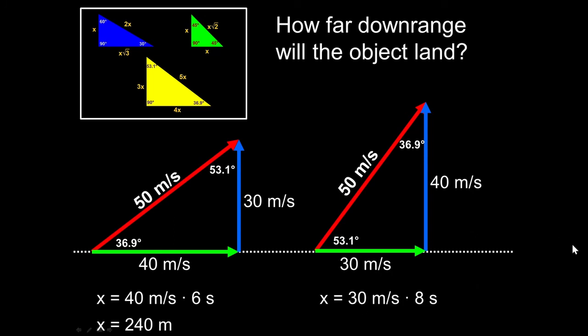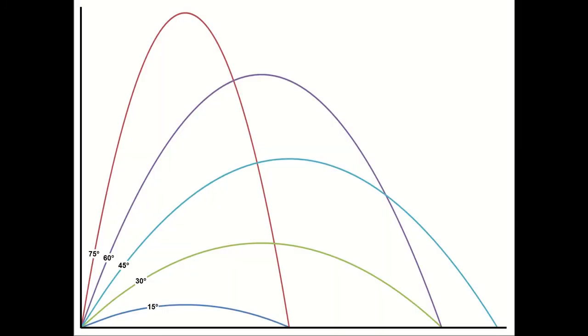So where is it going to land way out here? Well, it's traveling horizontally at 30 meters per second for the 8 seconds. It's going to land in the same position. Anytime you shoot an object at complementary angles, those two shots would land in the same place.